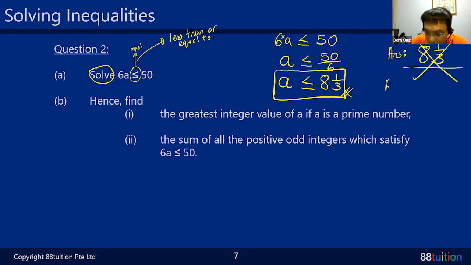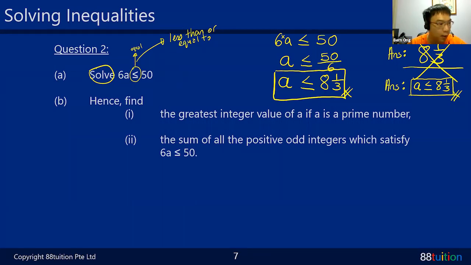What must you do? You must write into your answer line: A is smaller equal to 8 and 1/3. The whole thing is the answer. Don't just write 8 and 1/3 for this part A. Be careful. If you just write 8 and 1/3, it's wrong, no marks at all. The whole thing must be written in. That is the important part of inequalities.